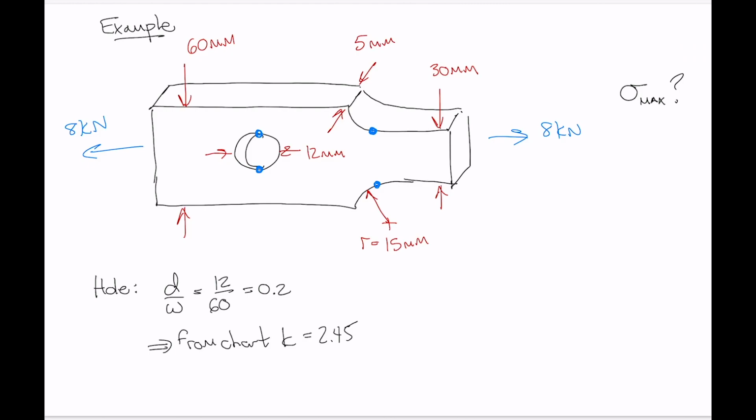Okay, so now we can say that for the hole, the maximum stress at those blue dots that I've drawn will be equal to our K value multiplied by the average normal stress that we would have calculated. So this is 2.45 multiplied by K, and then N divided by A here. So we've got 2.45 multiplied by the internal normal force.